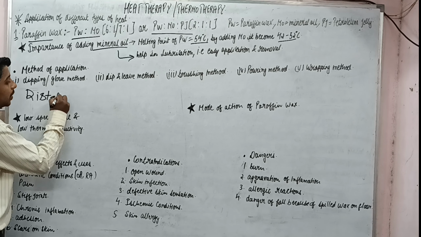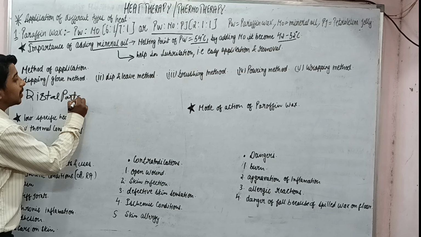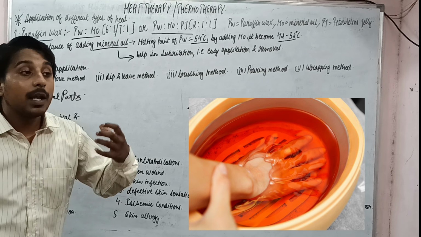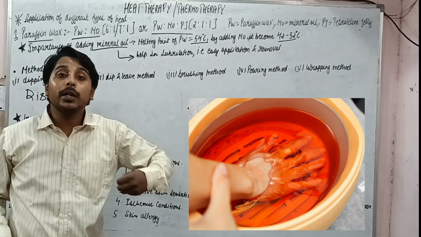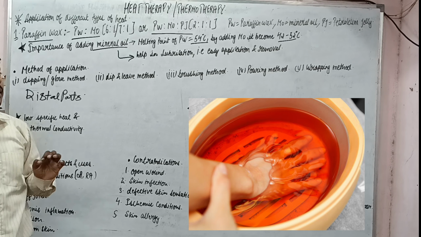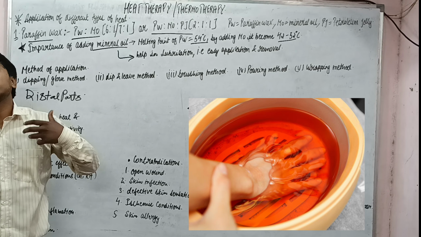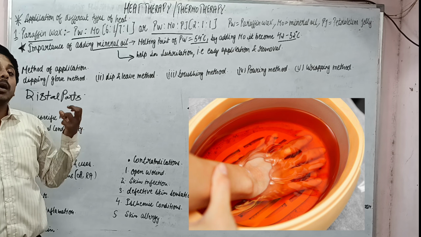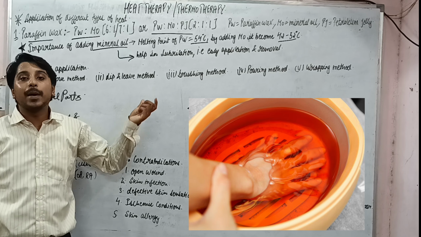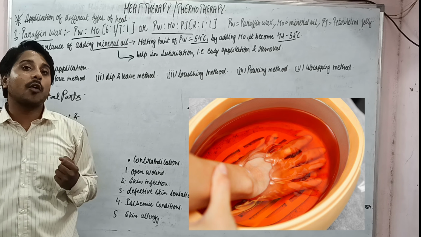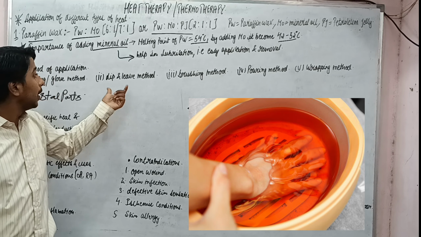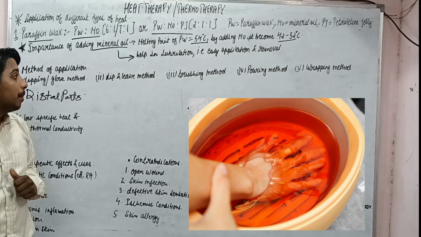Next is the dip and leave method. It is again used for the distal part, but here it is used if we want a large amount of heating. Here the part is just dipped into the paraffin wax, but it has a disadvantage. It can cause a burn to the body part if the temperature of the wax is high. So before using the dip and leave method, you need to check the temperature of the wax, and whether our patient can tolerate the dip and leave method or it can cause a burn.